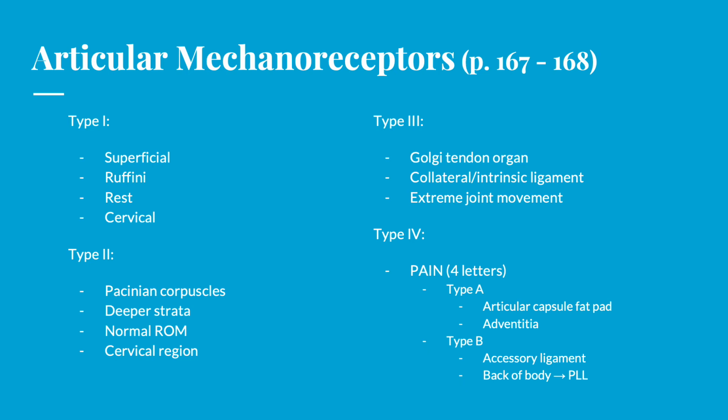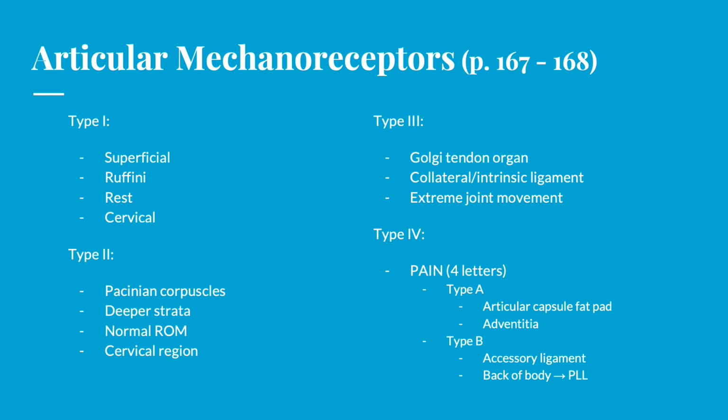Type 2, it's all 2 words. They're going to be made primarily of Pacinian corpuscles. They're going to be in the deeper strata. They monitor your joints during normal ranges of motion, and they're going to be, again, most dense in the cervical region. So a bit of a stretch there. Type 3 articular mechanoreceptors, an example of that is the Golgi tendon organs, the GTO. They're going to be found in collateral or intrinsic ligaments, and they're going to monitor extreme joint movement.